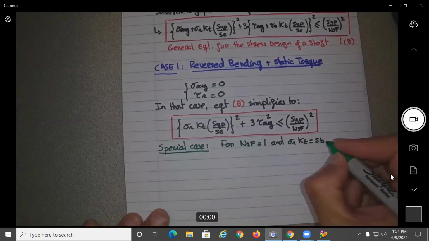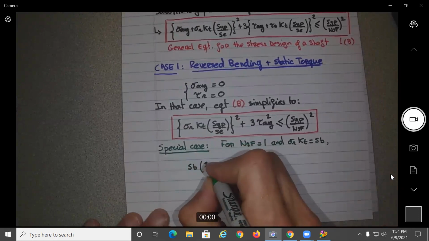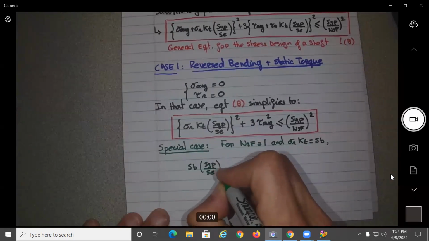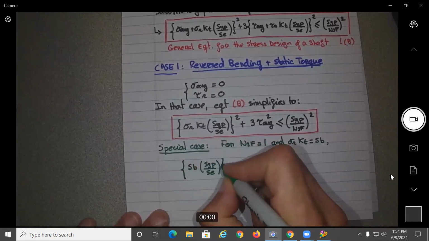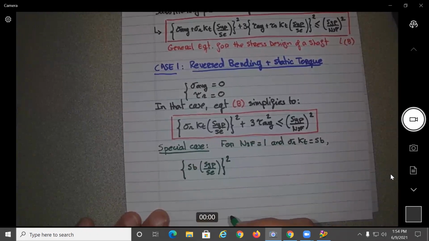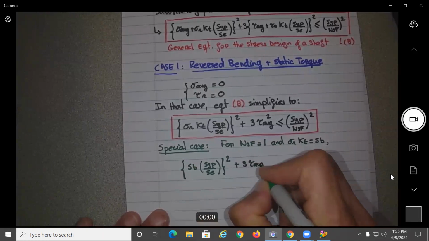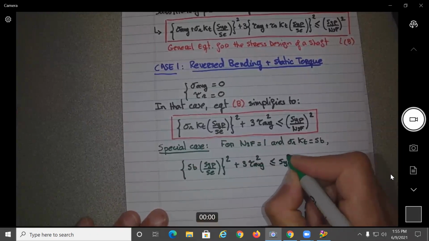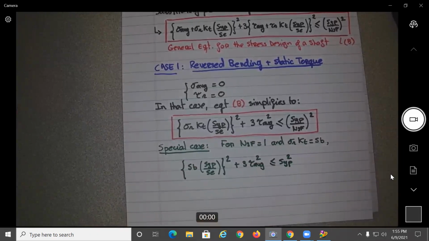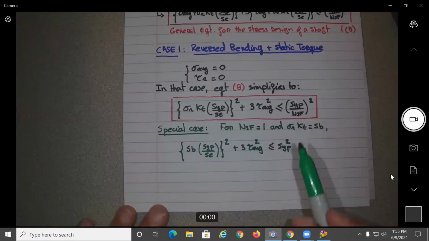So this equation becomes S of b, S yp over S of e. All this stuff is not important. The only thing important is the figure at the end. Square, plus 3 times the average stress square would be equal to the yield point stress square. You see, I do it in green just to show that this is an important equation, okay? This is just a special case.